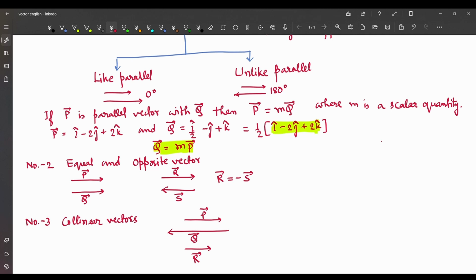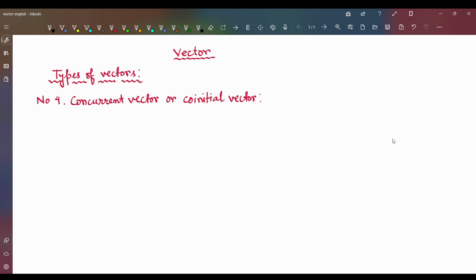Number 4. Concurrent or co-initial vectors. Whenever all the vectors start from a common point or common origin, then all are known as concurrent or co-initial vectors. Here P vector, Q vector, R vector all start from point O. Then these are treated as co-initial or concurrent vectors.